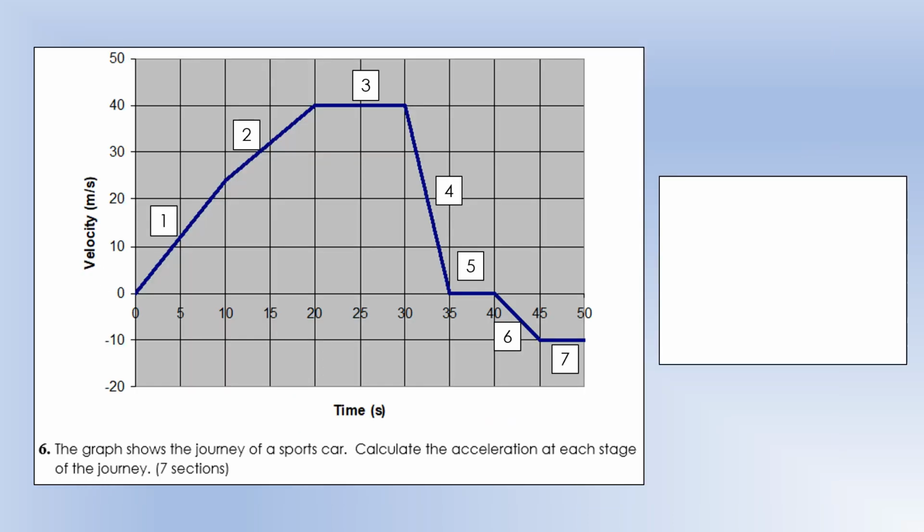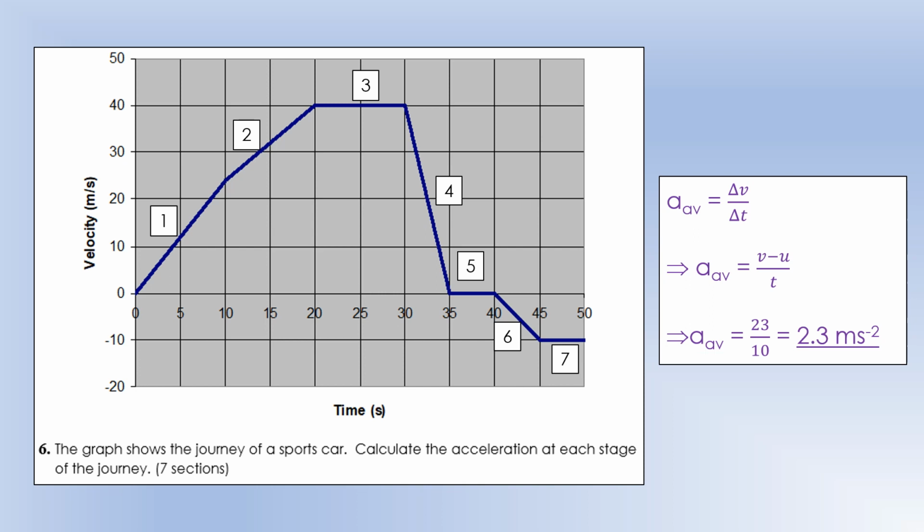Okay, so the graph shows the journey of a sports car. Calculate the acceleration at each stage of the journey. So remember, acceleration is the gradient of a velocity time graph, but we've got lots of straight line sections, so that's quite straightforward to calculate. So for the first section, we're going to calculate the acceleration like this.